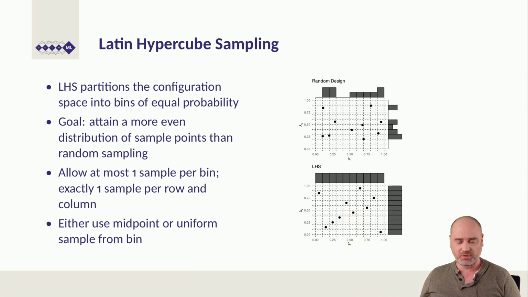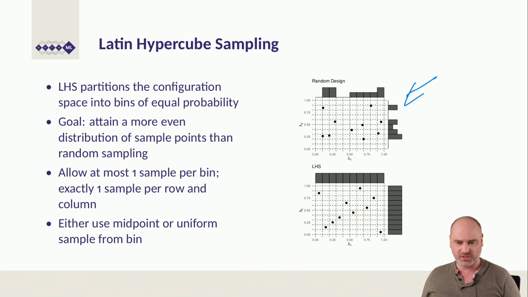I'm not going to cover Sobol sequences and so on here, but I'll at least explain Latin hypercube sampling because you can do this in 1 or 2 slides. So Latin hypercube sampling actually partitions the configuration space into bins of equal probability. I've done this here for 2 hyperparameters, lambda 1 and lambda 2. And the goal is now to attain a quite even distribution of sample points.